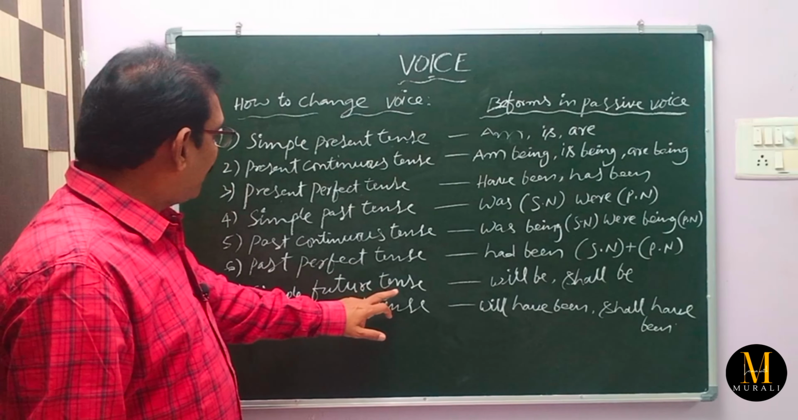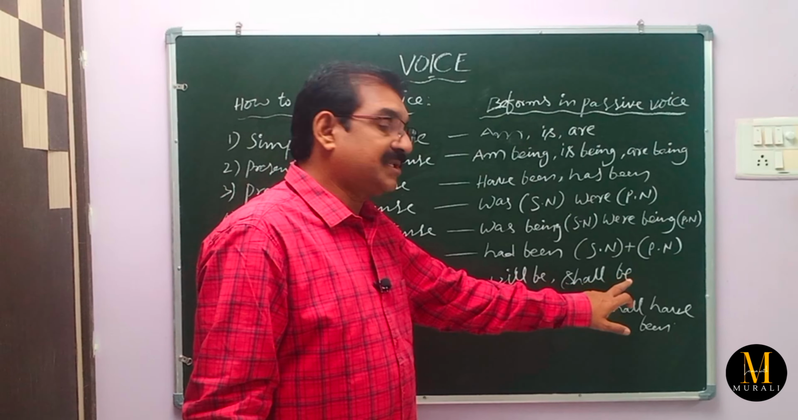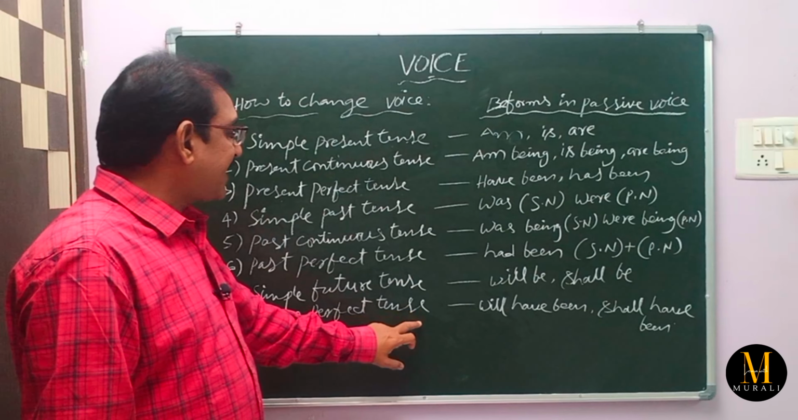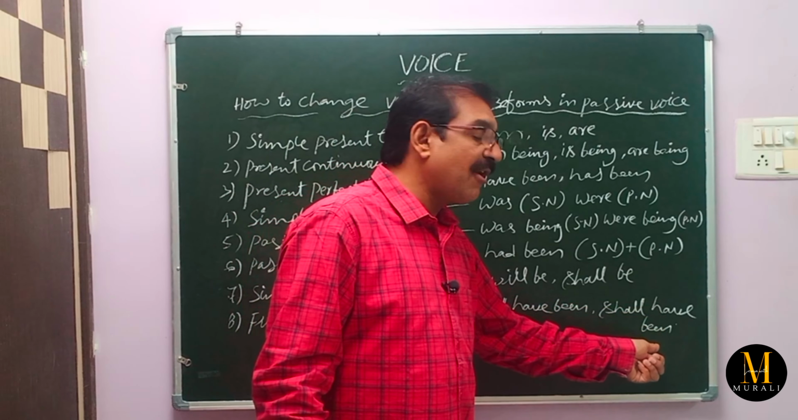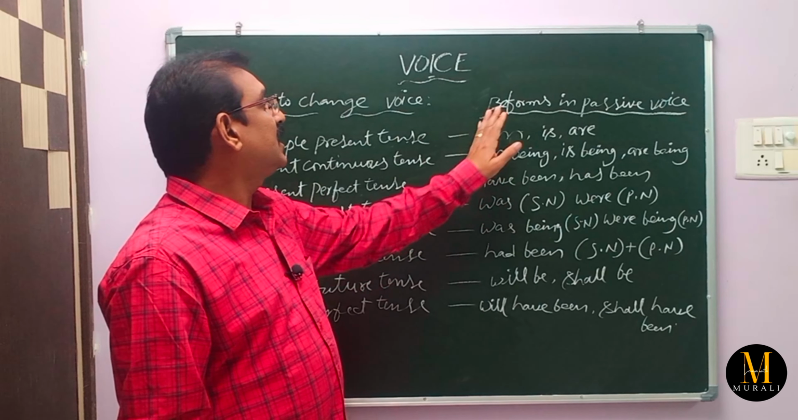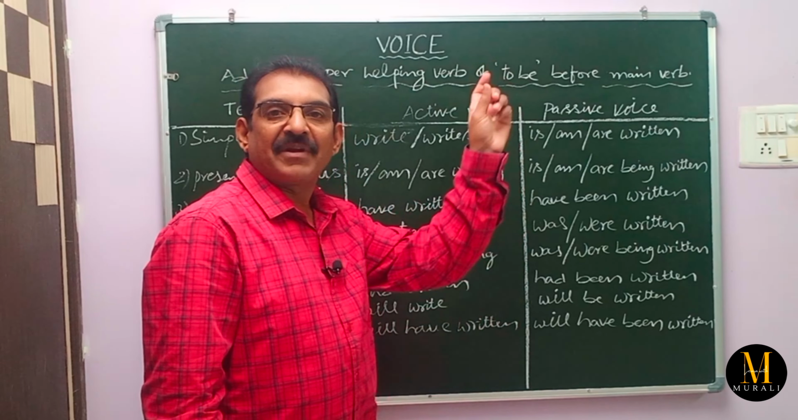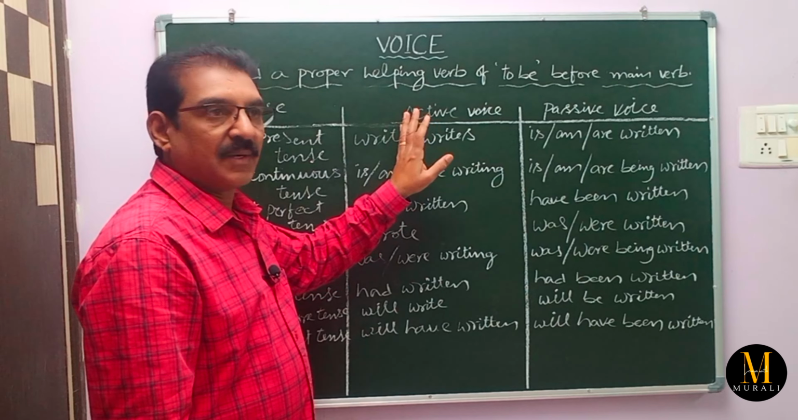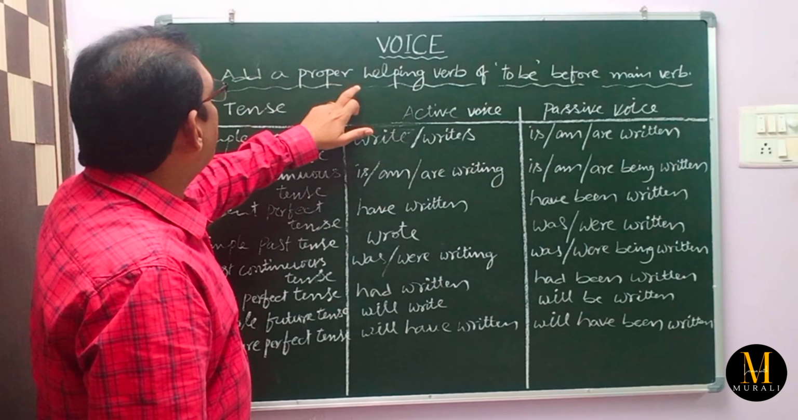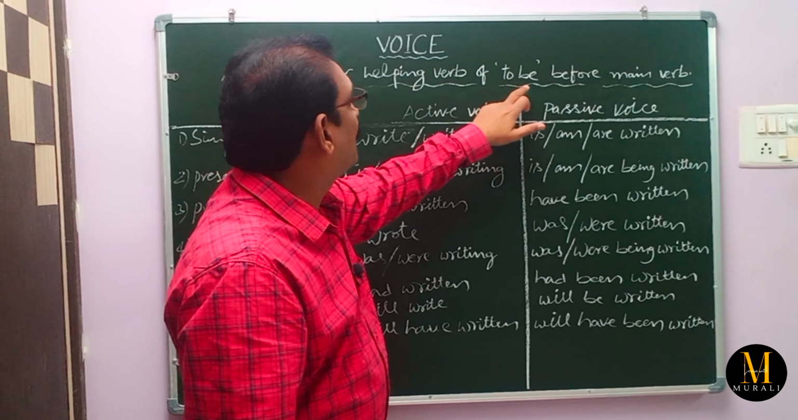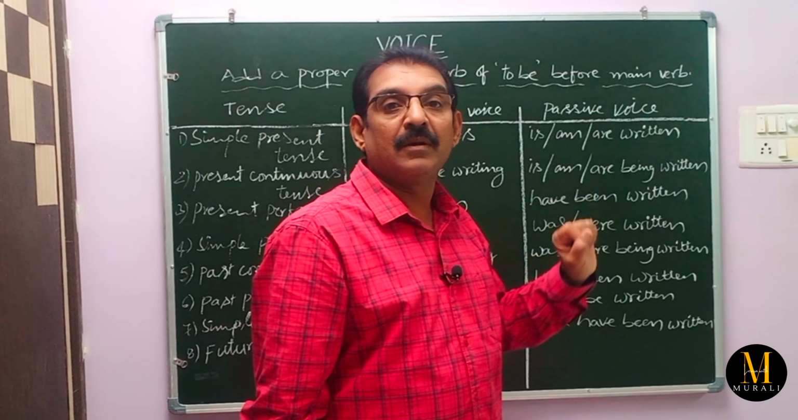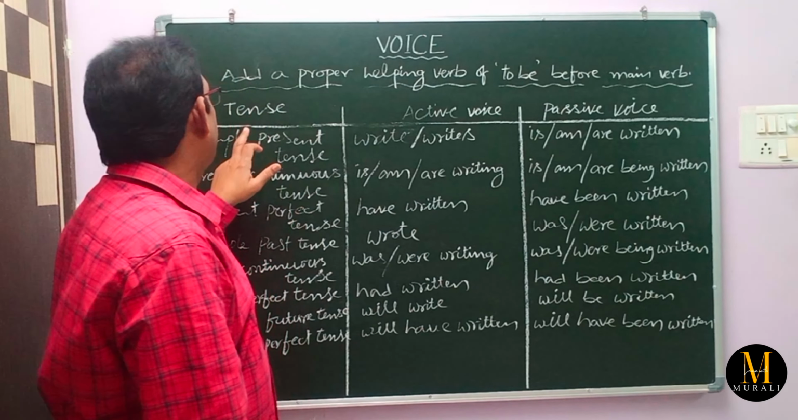Next, simple future tense: will be, shall be. Future perfect tense: will have been, shall have been. We must use be forms in passive voice. Here I have written one table. Observe it. Add a proper helping verb of to be before the main verb. Okay. See, tense.